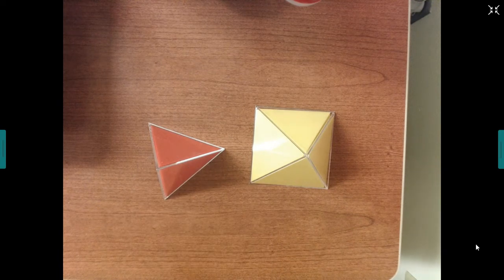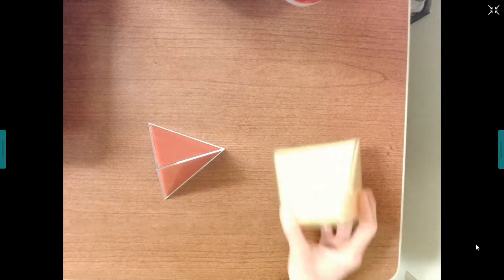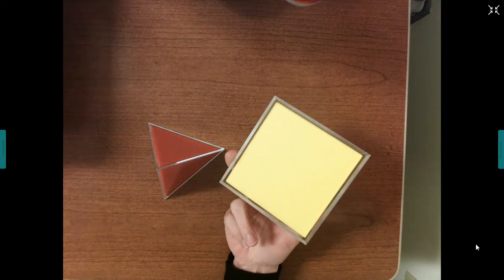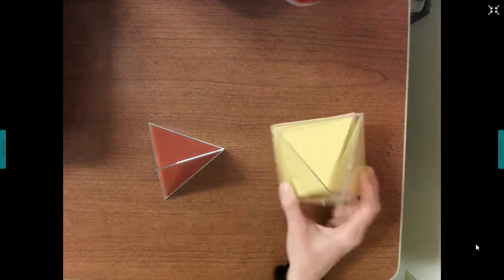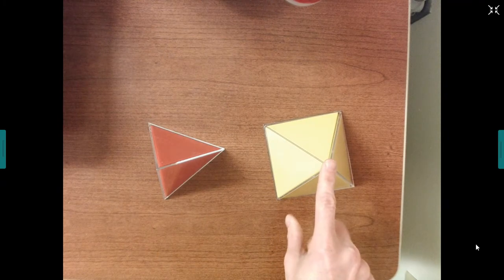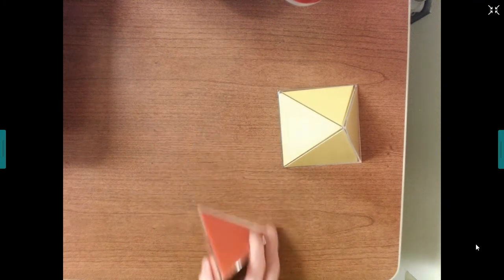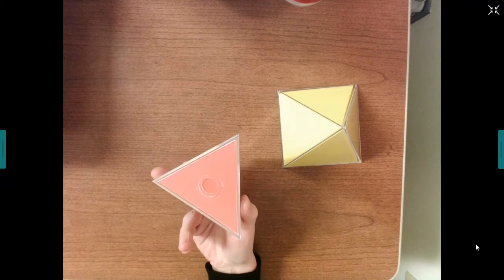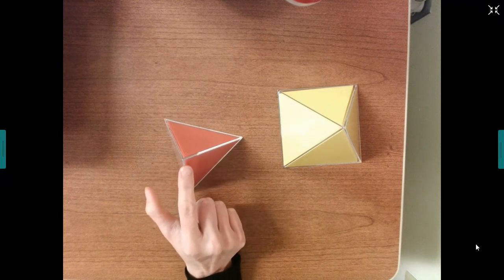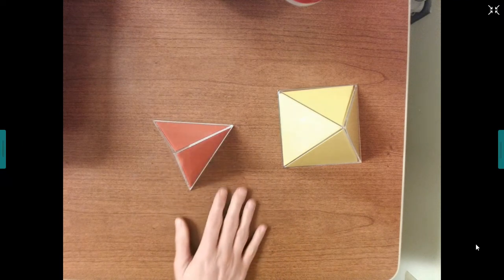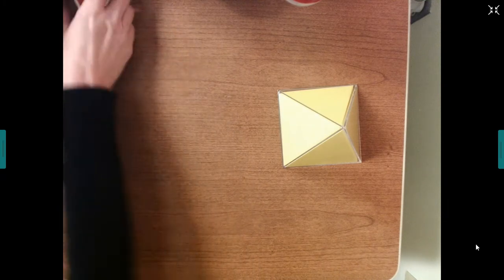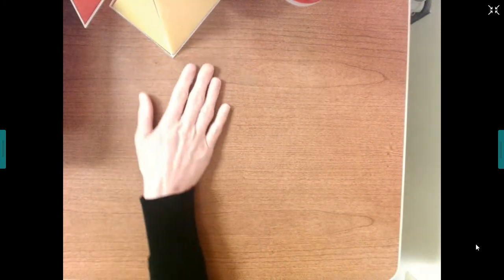So again, you'll see that pyramids have one base, right? This is a rectangular pyramid because it has a rectangular base with an apex at the top. This is a triangular pyramid because it has a triangular base with an apex at the top. Okay, so let's do some example problems.